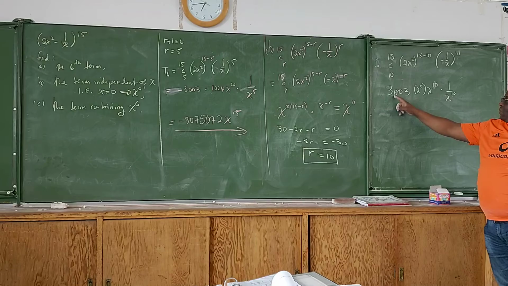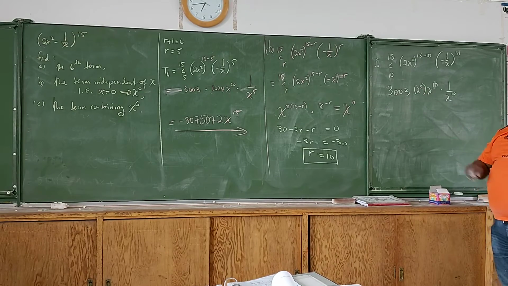Now, grab your calculator. Multiply 3003 times 32.